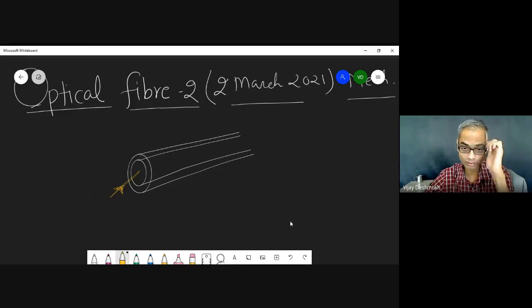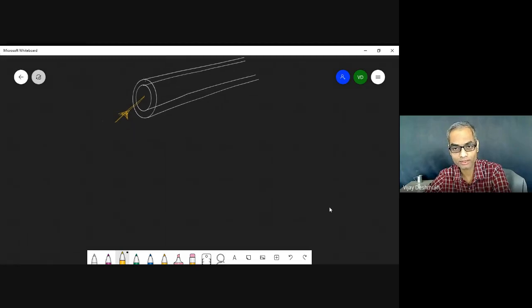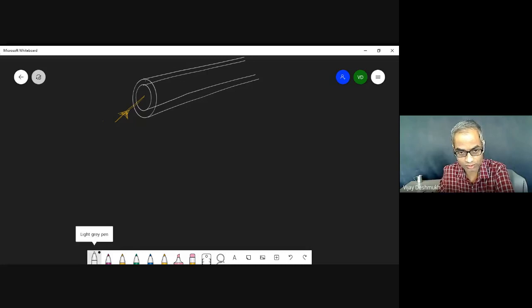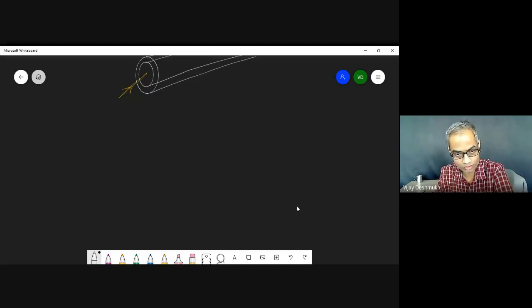Second part of optical fiber, and we'll see how the light travels in the optical fiber. So let us take case 1. Before we understand this, we should know what Snell's law is and how it is applied. So, case 1.